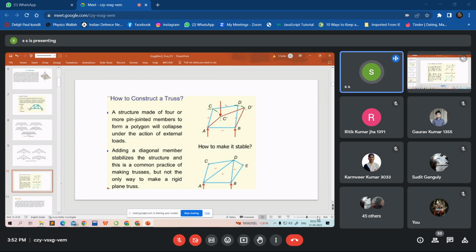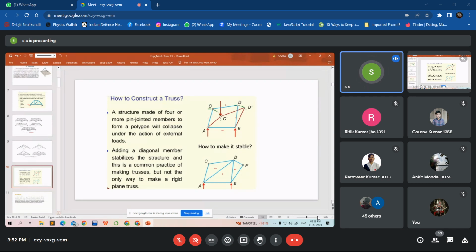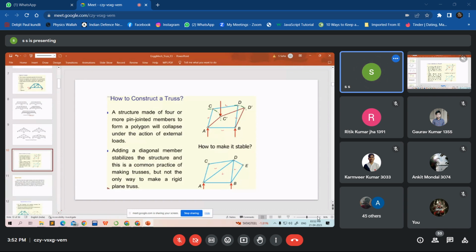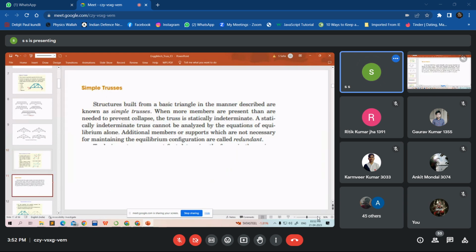You can also have rigidity otherwise also. But this is a very common way of making the structures stable. So the takeaway is, if you have a triangular configuration, then it is stable. If you have a polygonal configuration, it becomes unstable. So that is the main takeaway for this.